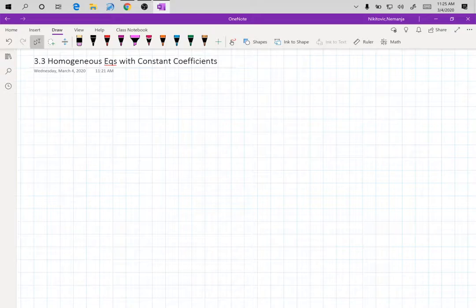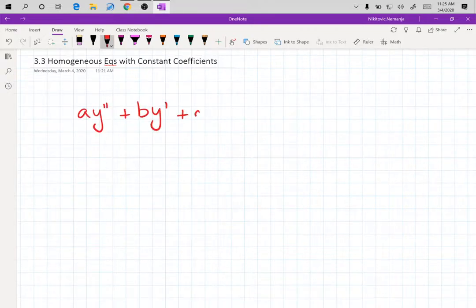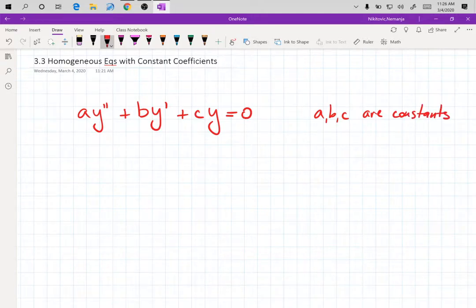Now, section 3.3 on homogeneous equations with constant coefficients will have an equation that looks like a y double prime plus b y prime plus c y equals, for now, 0, because it's homogeneous, however you want to pronounce it. And a, b, c are constants, hence the constant in the title.